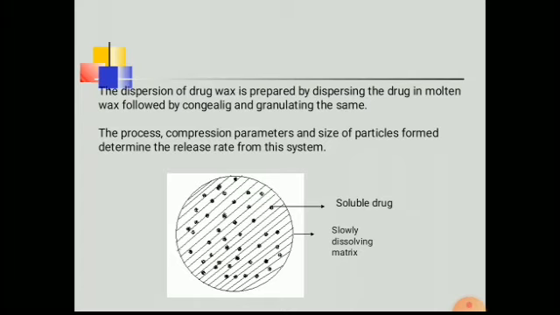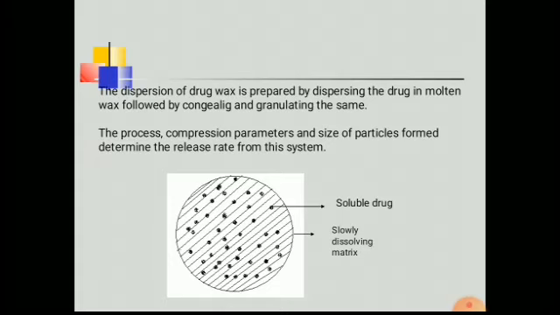Whatever the compression parameters will be, and the size of particles formed after this granulating, will determine the rate of release of drug from this system. If you are preparing the tablet, many parameters will be there for a compressed tablet. With those tablet parameters we can get to know how much rate of release of drug will be there. We can measure that with the different quality control tests.